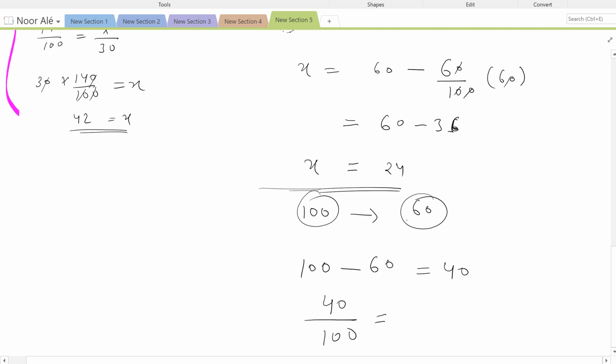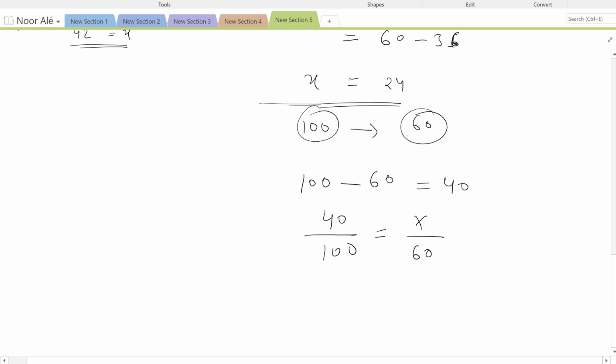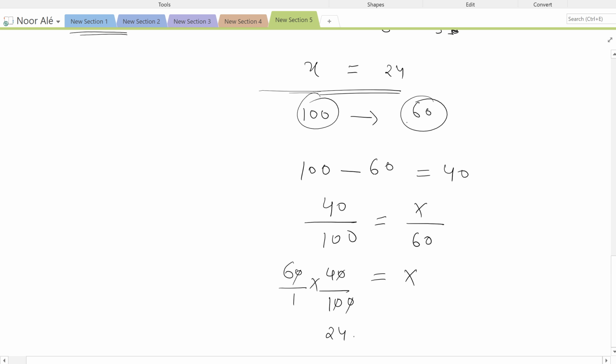So your number is 60 at the bottom, and we don't know what that is. If 40 is 60% less than 100, then what would x be? 60% less than 60. Now we multiply both sides by 60, 60 multiplied by 40 divided by 100. Now the zeros cancel, so that is the x value. So this is the alternate method. Alternatively, we can do it this way.